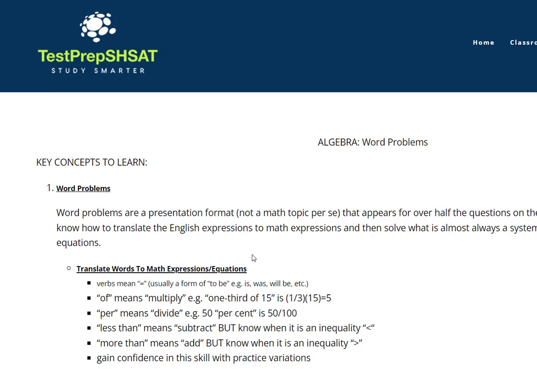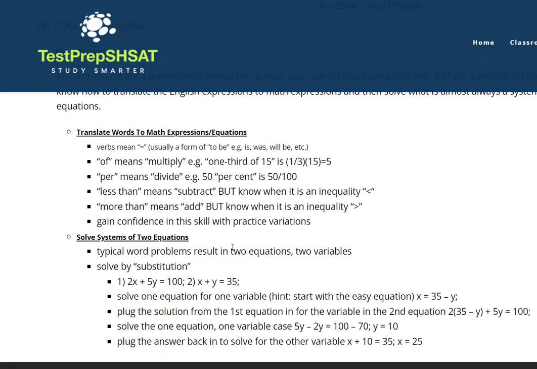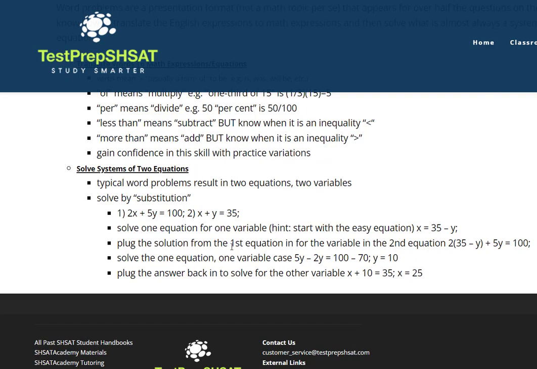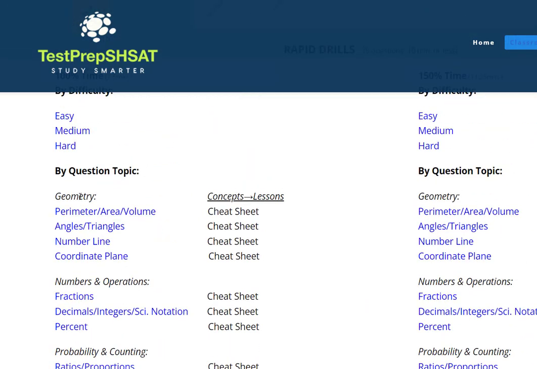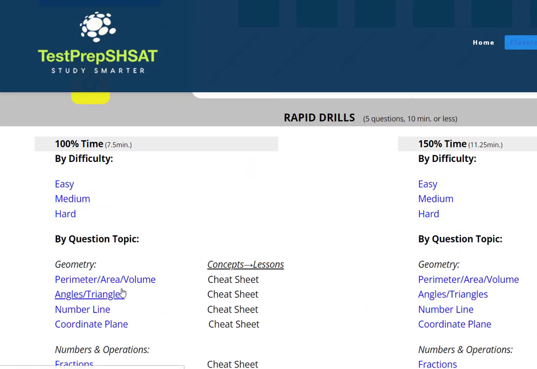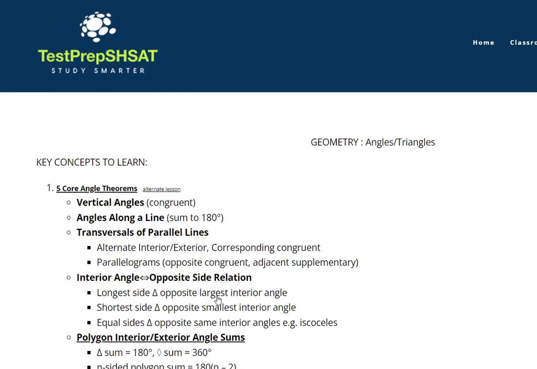I have to be able to translate words to math equations. I need to be able to solve systems of equations. Many word problems result in that. Let's see that for a different category as well. How about, say, for geometry, angles, triangles. What does the cheat sheet there look like?